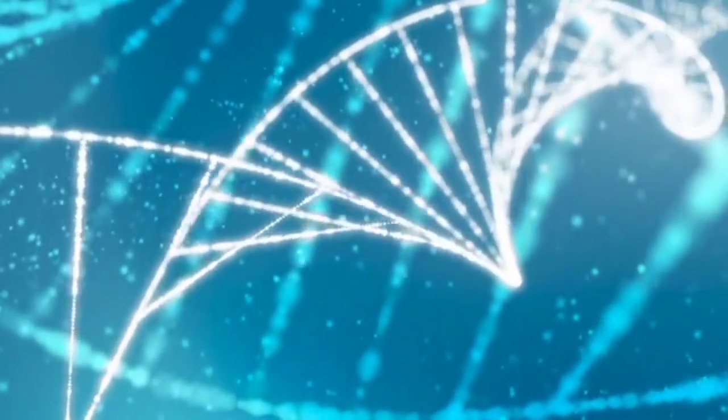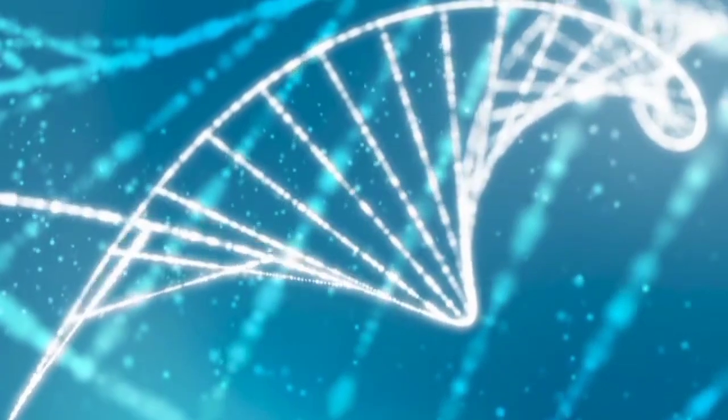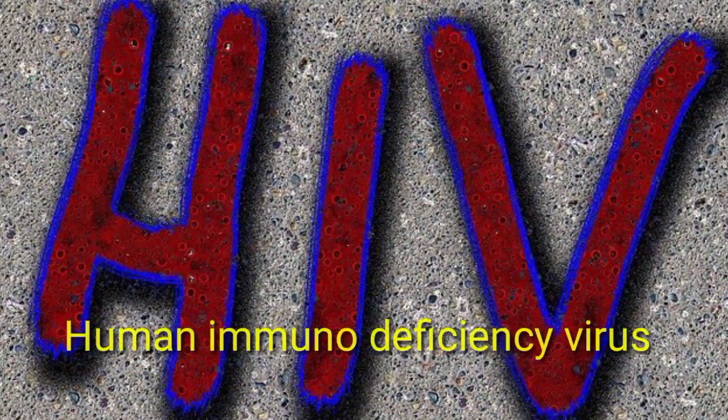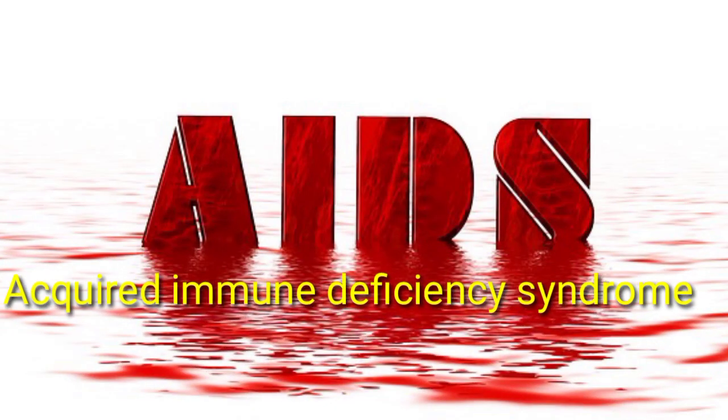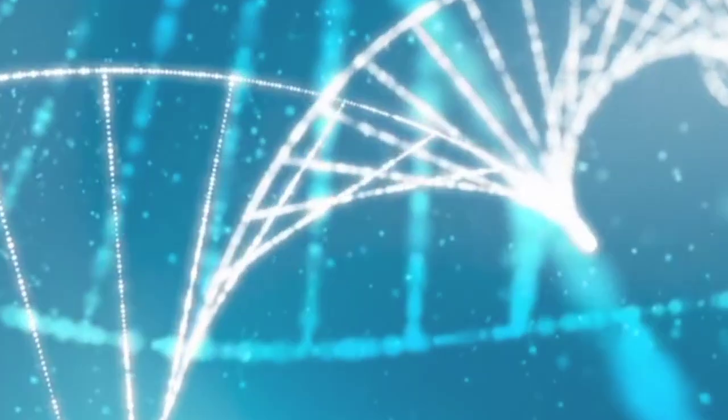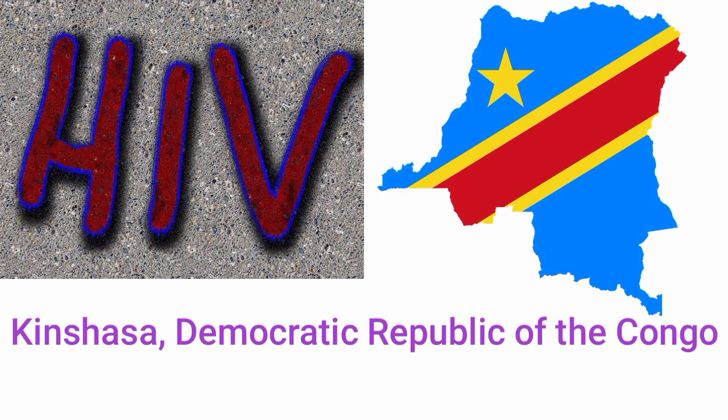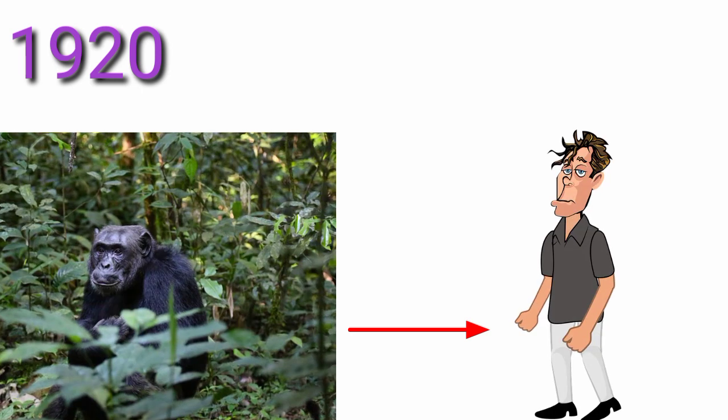Myself Bikas Mohan Damai. In this video, we are going to discuss HIV, human immunodeficiency virus, which causes a very dreadful, dangerous disease, AIDS, acquired immune deficiency syndrome. It is widely believed that HIV originated in Kinshasa in the Democratic Republic of Congo around 1920, when HIV crossed species from chimpanzee to humans.